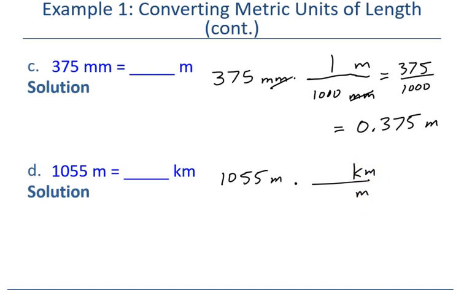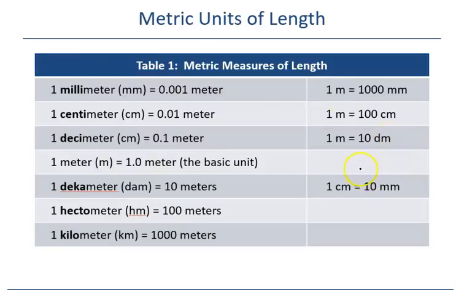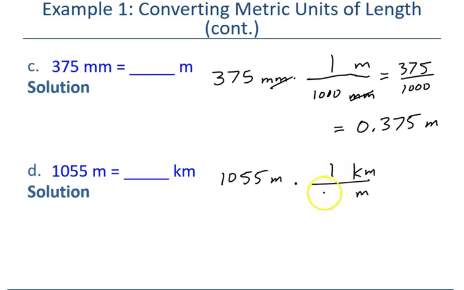Now this time I'll go back up to the table. How many kilometers in 1 meter? Well, looking through here, here we are. Look at this. 1 kilometer equals 1,000 meters. So we can come all the way back down here and put in 1 kilometer equals 1,000 meters. Once again, we got 1,055 meters. The meters are going to reduce out. Well, come over here and I'm going to get 1055 all divided by 1,000. Once again, I'll take that and go 1, 2, 3.